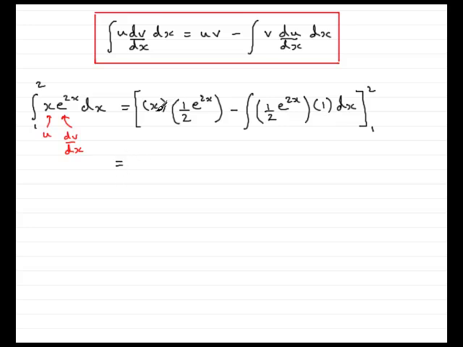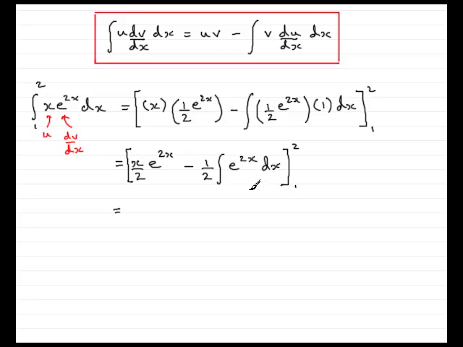Next, in the usual way, I just want to clean up this term and clean up my integral term. So cleaning this term up gives x over 2 e to the 2x, and cleaning this integral up gives me minus a half. Remember to put constants out the front, always a good sign. E to the 2x dx. Then I've got my limits, which are now in square brackets going from 1 to 2.